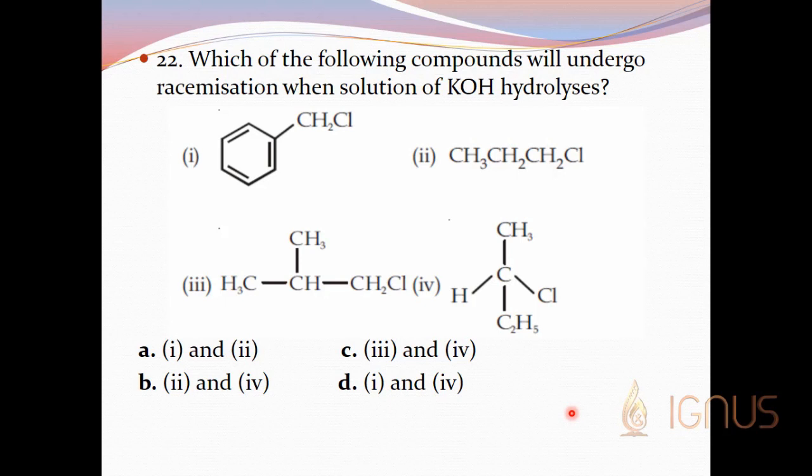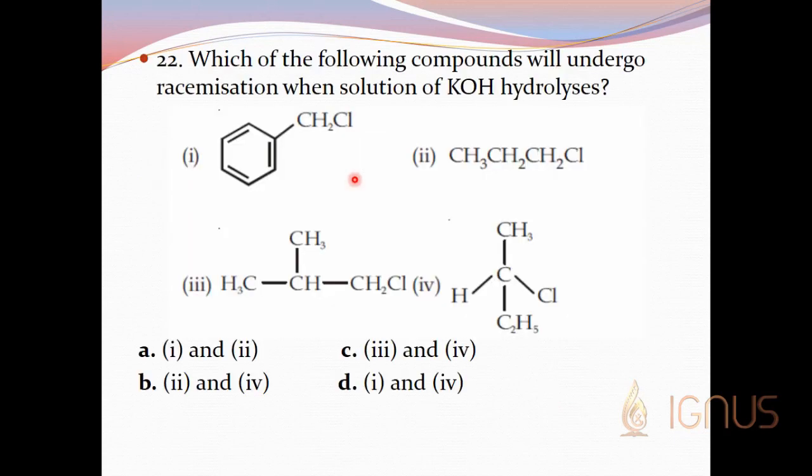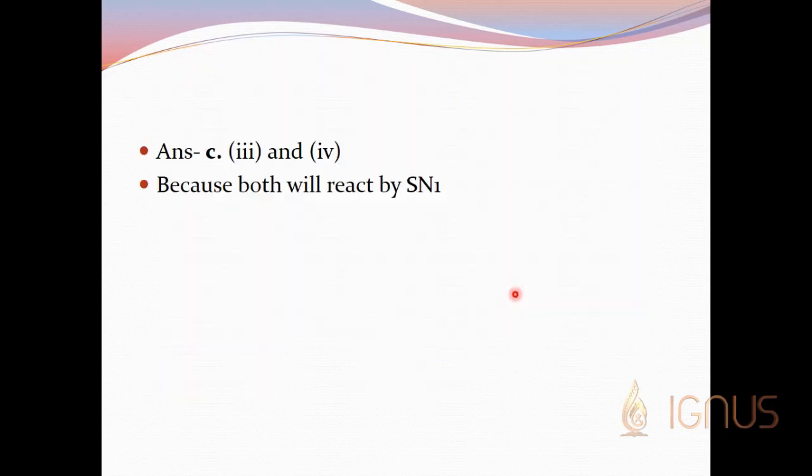Let us discuss the solution for this question. Answer is 3 and 4. Here you can see 3 and 4 will react by SN1 because this carbon is sterically hindered. Hence it will undergo SN1. And 4, obviously this will undergo SN1 reaction because this carbon is tertiary. Hence SN1 reaction is undergone by 3 and 4.